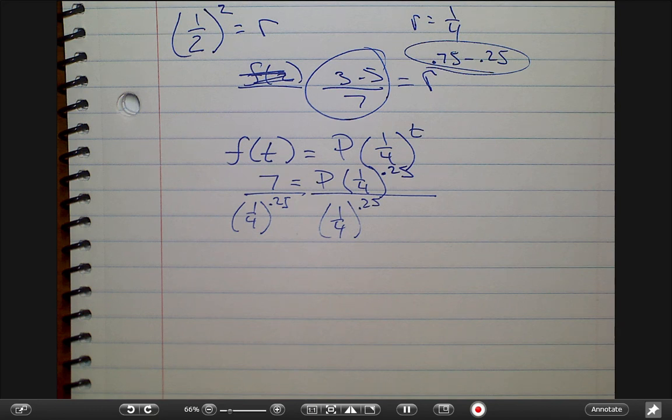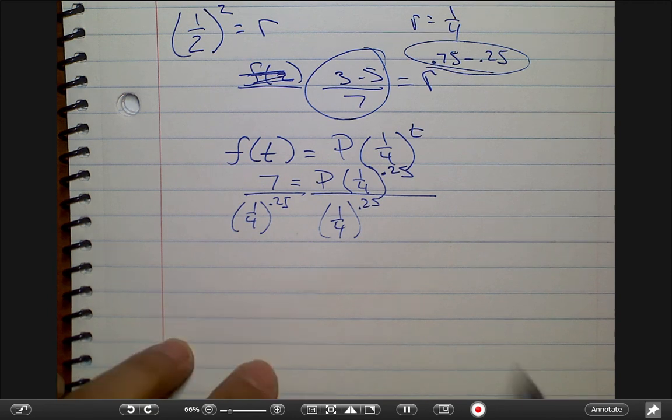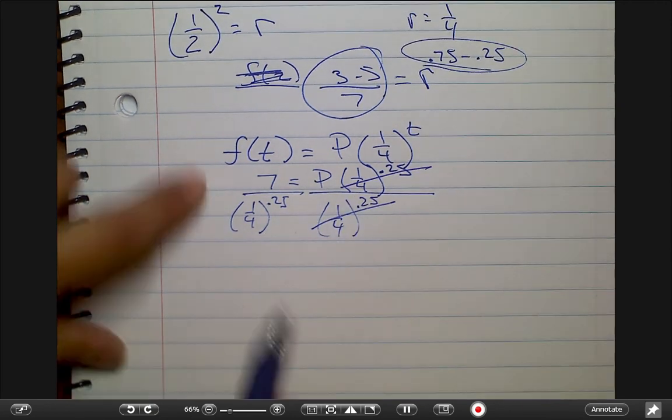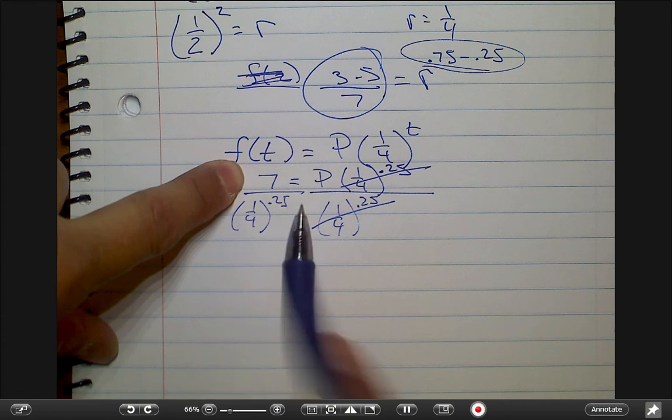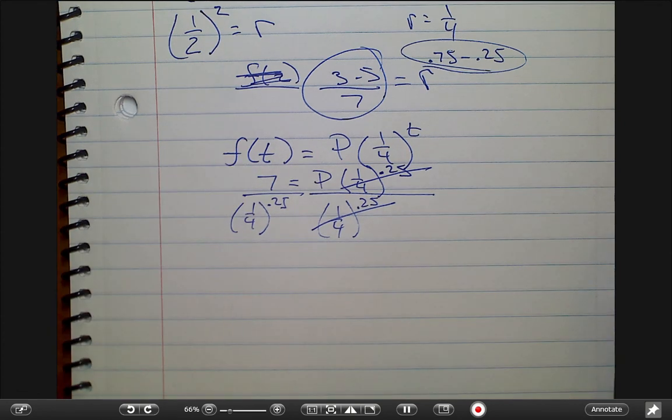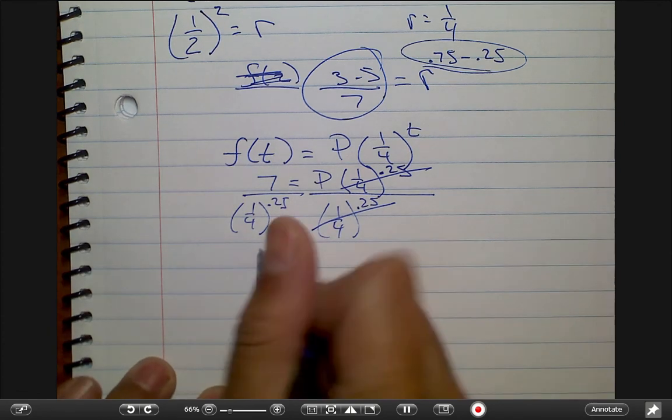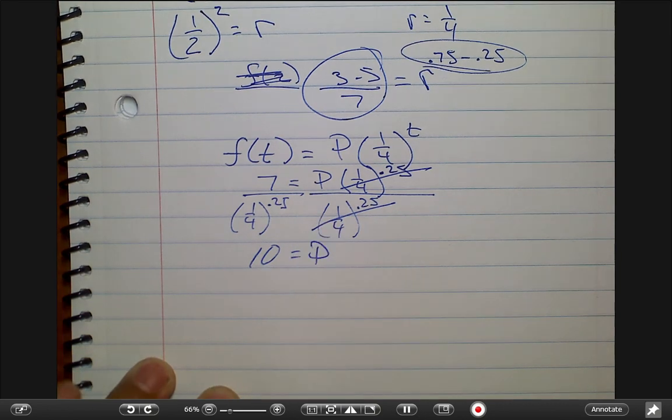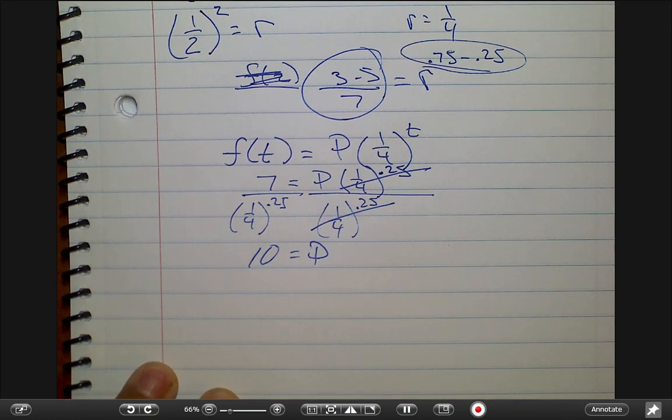All right, when we put this in the calculator, because these will cancel, 7 divided by 1/4 raised to 0.25, you get 10, don't you? So it's going to be 10 is equal to P. You rounded it to a whole number, so we got 10. I said round to a whole number. So that's where we got 10.